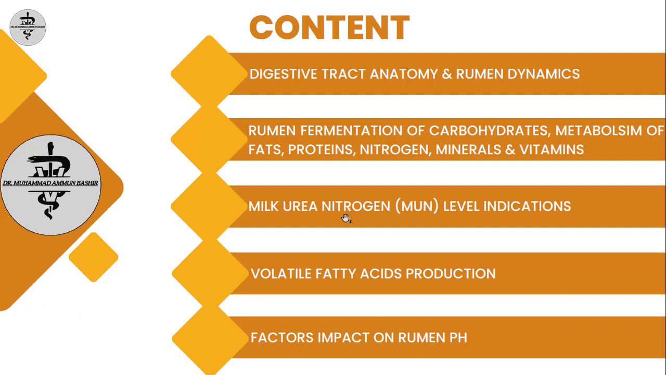Today in this video we will discuss the role of some minerals and vitamins, volatile fatty acid production, and factors that impact rumen pH. Part 1 and part 2 links are present in the description. You can click on those links and go to part 1 and part 2.